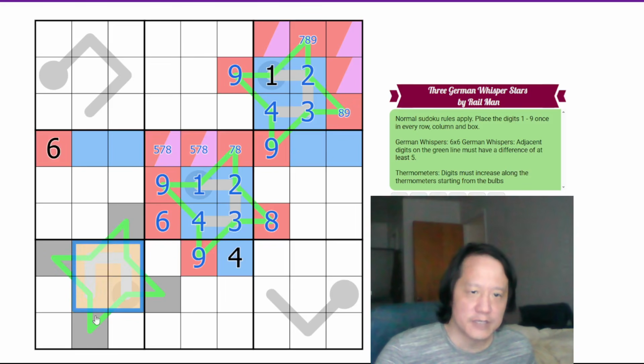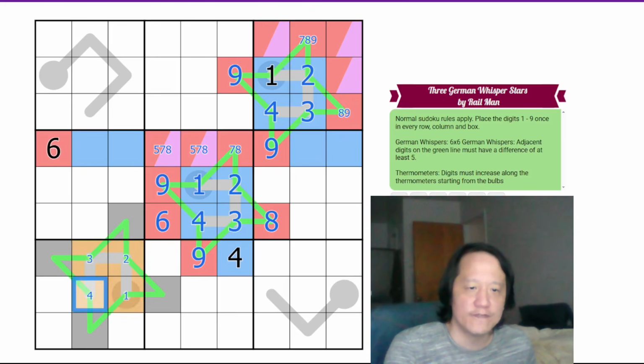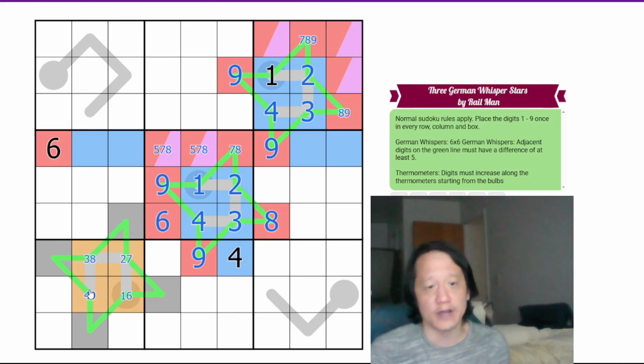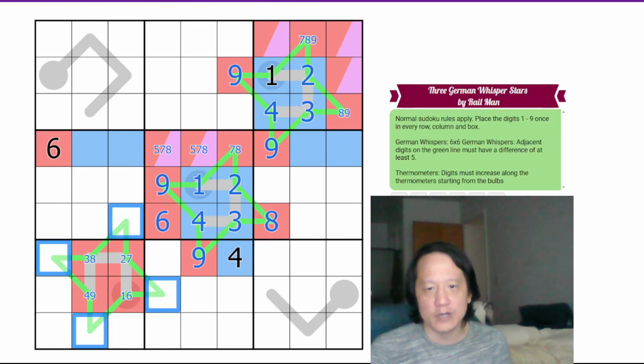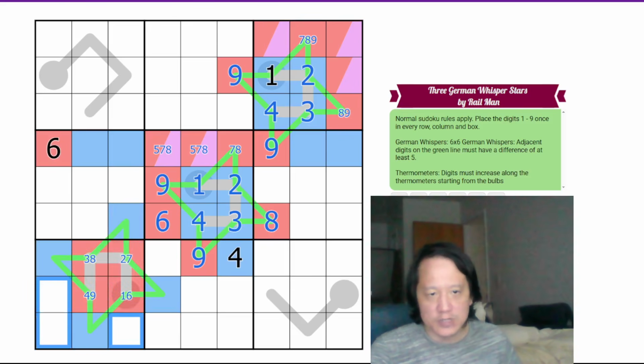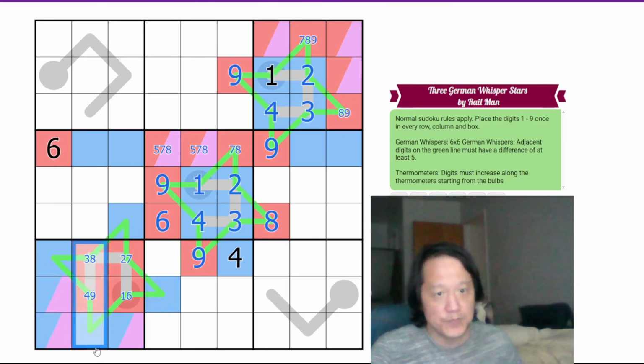Okay, what about this scenario? So starting from the bulb here, again, we can have 1, 2, 3, and 4, or 6, 7, 8, and 9. But here, 4 cannot be next to 2 unique digits on a Whisper 5 line, and this cell is next to 2 unique digits on a Whisper 5 line. So this can't be 4, which means this must be 9. So the oranges are all high digits, and the medium grays are all low. So that eliminates high digits in the rest of this lower left-hand box. So these must be low or 5.